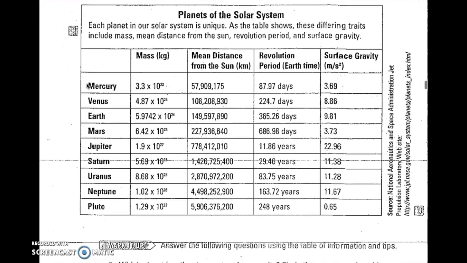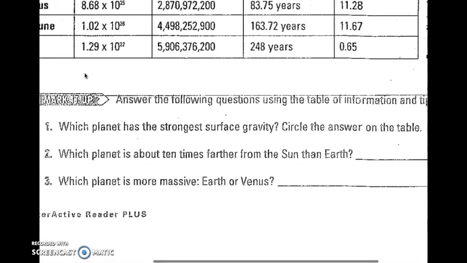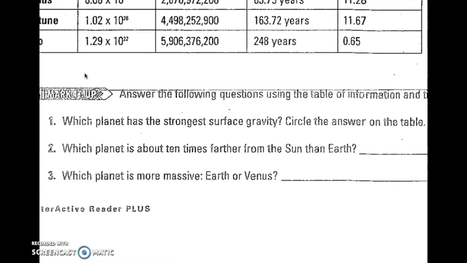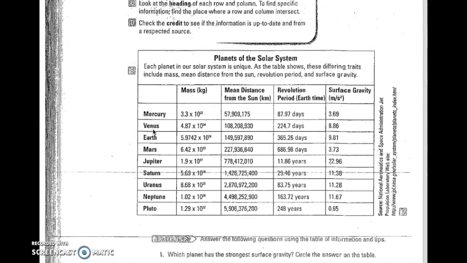So here is our table, and we'll come back to that in just a second, but here are things to consider as you are looking at said table. Which planet has the strongest surface gravity? Which planet is about 10 times farther from the Sun than Earth? Which planet is more massive, Earth or Venus? So those are things you want to look for as we take a look at the table. Here is the table.